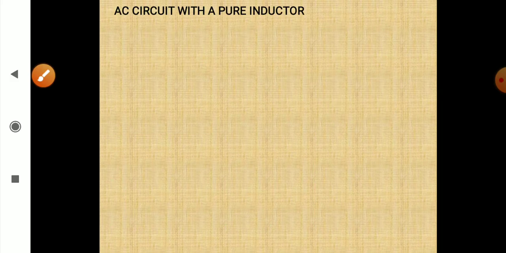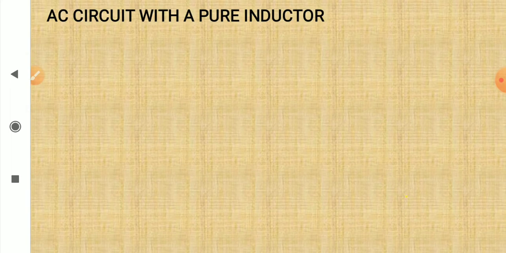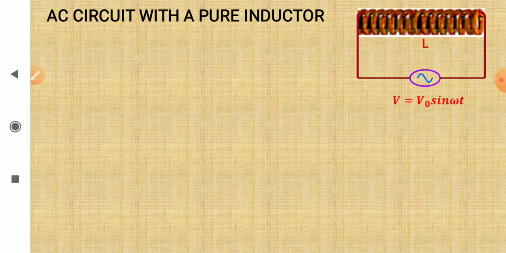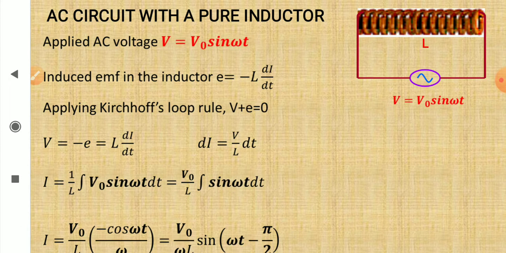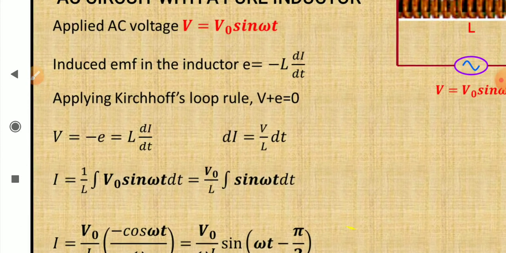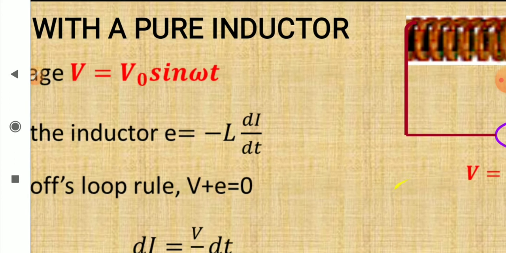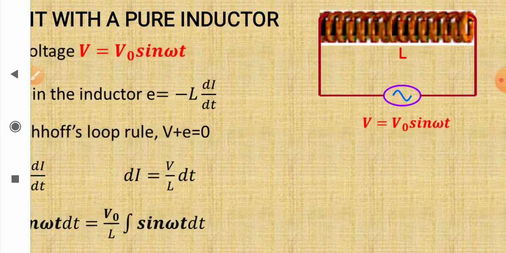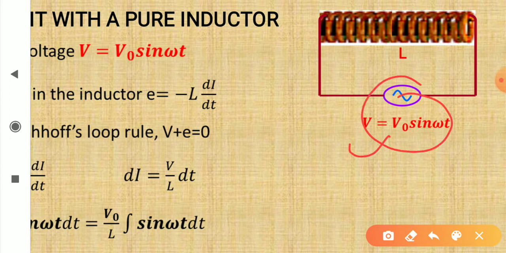Okay. Now, what happens if the alternating current passes through a pure inductor? So here we have an AC source passing through a pure inductor. So let us have a look. See, when this variable source passes through the inductor, a back EMF or induced EMF will be set up in it, right? Because the flux through it is going to change.